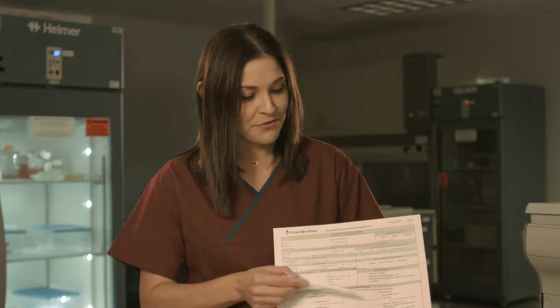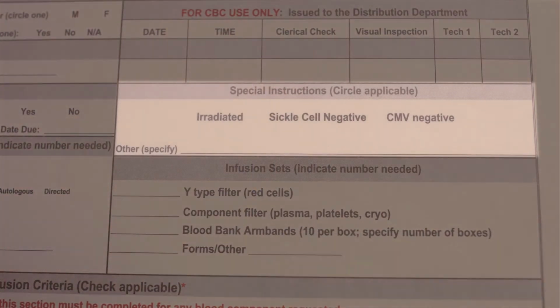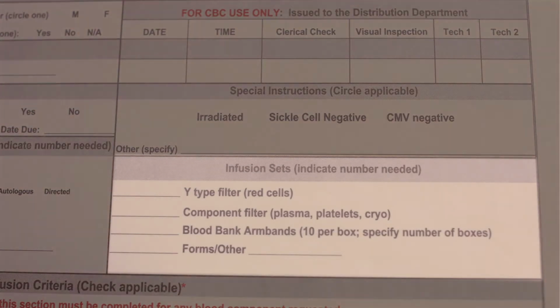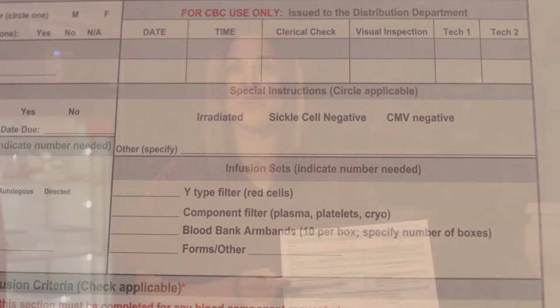Please remember to check to see if the physician has included any special instructions for the products. This can include irradiation, sickle cell negative, or CMV negative. This information can be located right over in the next section. You want to make sure that if you need infusion sets to actually transfuse the products, please indicate it here. Most facilities do include or have their own on-site blood administration sets. However, we always have them available should you need some or run out.